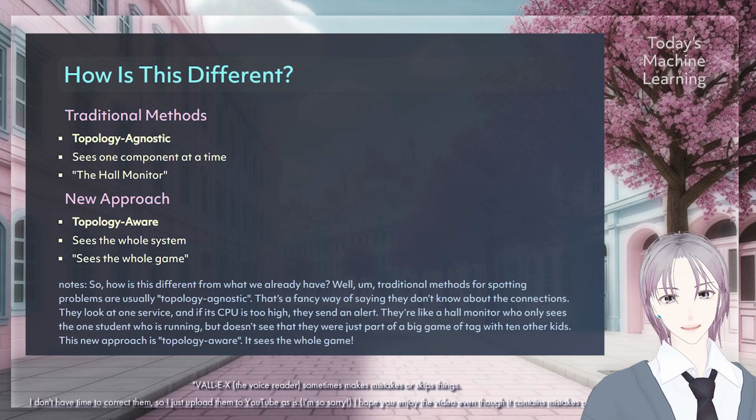So, how is this different from what we already have? Well, our traditional methods for spotting problems are usually univariate. That's a fancy way of saying they don't know about the connections. They look at one service, and if it's too high, they send an alert. They're like a hall monitor who only sees the one student who is running, but doesn't see that they were just part of a big game of tag with 10 other kids. This new approach is topology-aware, where it sees the whole game.